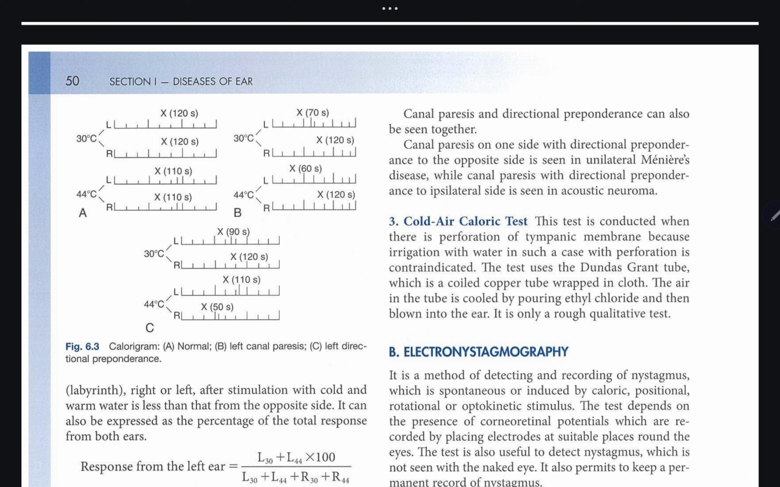Cold air caloric test. This test is conducted when there is perforation of the tympanic membrane, because irrigation of water in such a case is contraindicated. The test uses the Dundas Grant tube, which is a coiled copper tube wrapped in cloth. The air in the tube is cooled by pouring ethyl chloride and then blown into the ear. It is only a rough qualitative test.